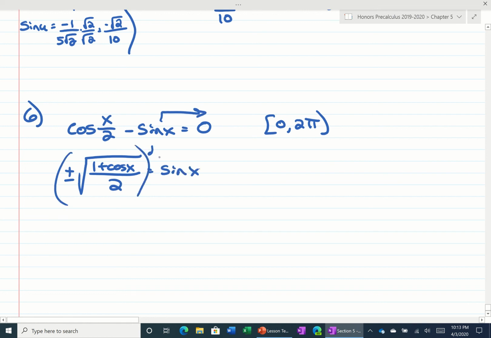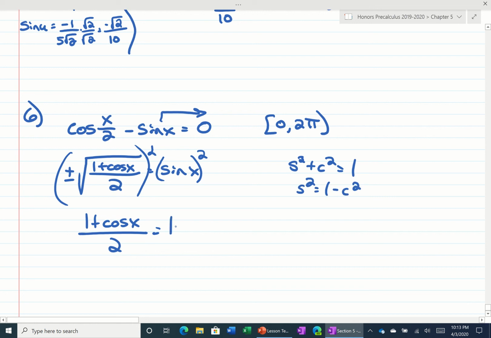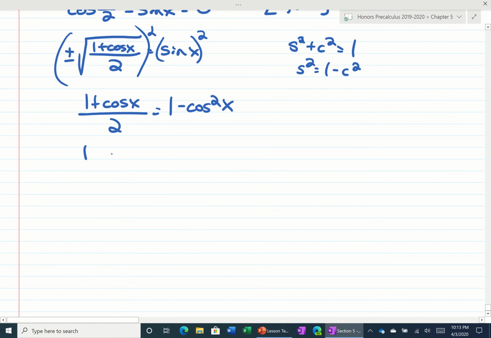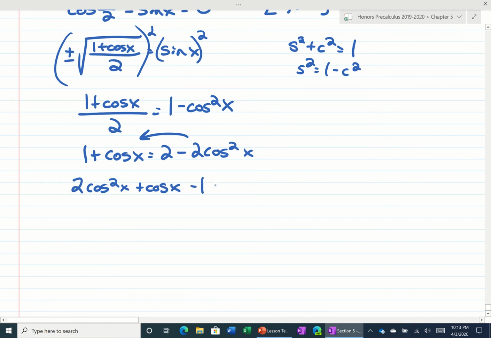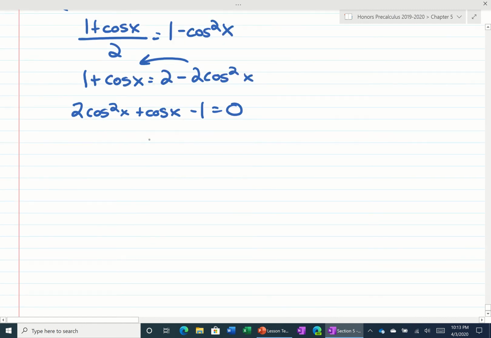Now I'm going to have to square both. I get 1 plus the cosine of x over 2 is equal to, well, eventually we're going to have to get cosine. So if sine squared plus cosine squared is 1, that means that sine squared is 1 minus cosine squared. And let's finish this up. Multiply both sides by 2. And bring all these on the other side. So we could factor this. Almost done.